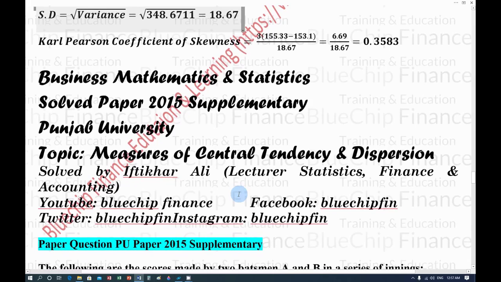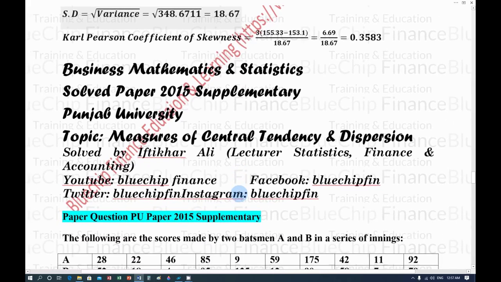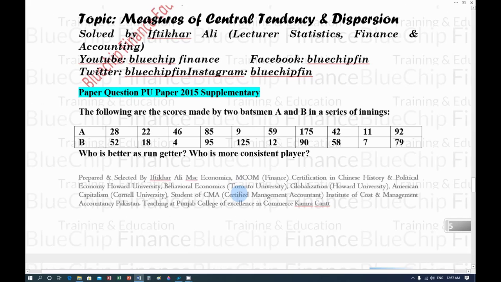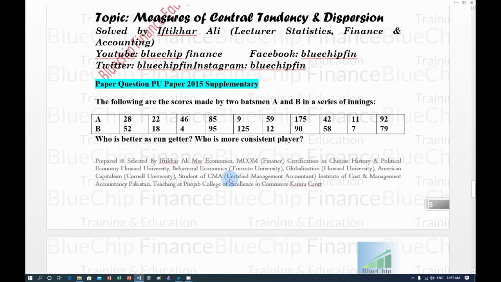The next question, which was asked in the supplementary paper of 2015, is related to ungrouped data. The following are the scores made by two batsmen A and B in a series of innings. Scores obtained by A in different matches are 28, 22, 46 and so on, and scores obtained by B in different matches are 52, 18, 4 and so on. So who is the better run getter and who is the more consistent player?